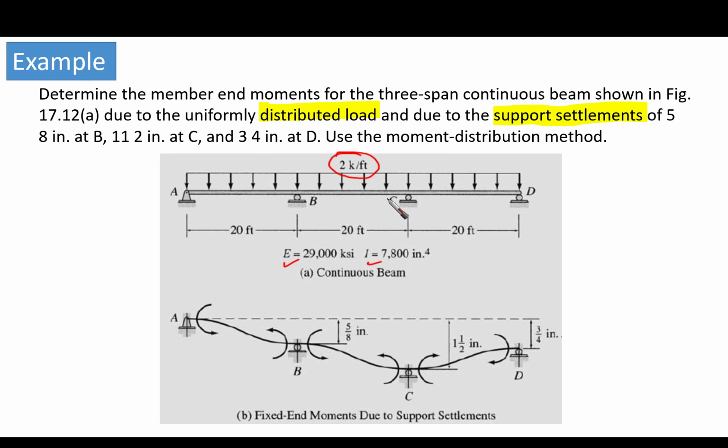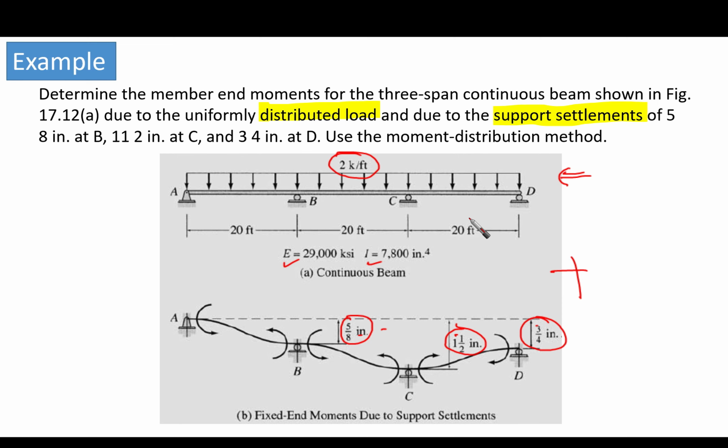And now we have two contributions for the moment distribution. First of all, we have distributed external load, and at the same time we are having a settlement of supports at points B, C, and D. So we have settlement of support at point B of 5/8 inch, at point C 1.5 inch, and at point D 3/4 inch. So we are having settlement of supports plus distributed load applied here.